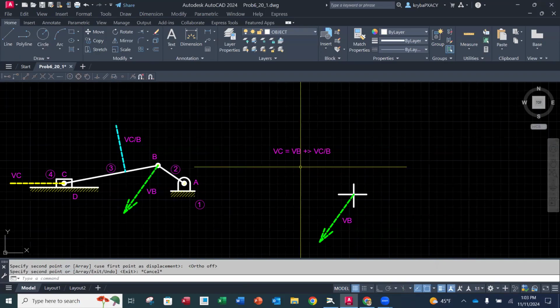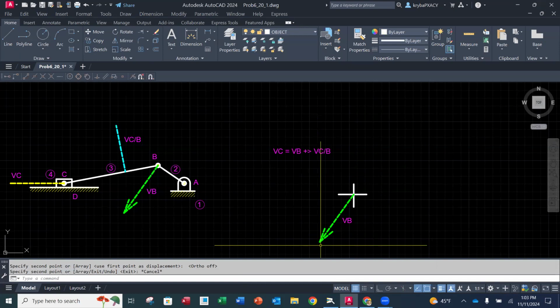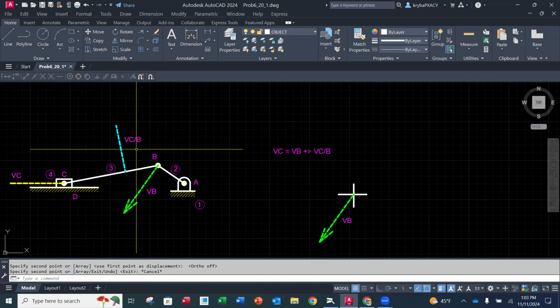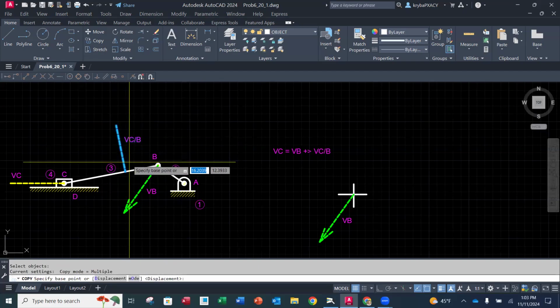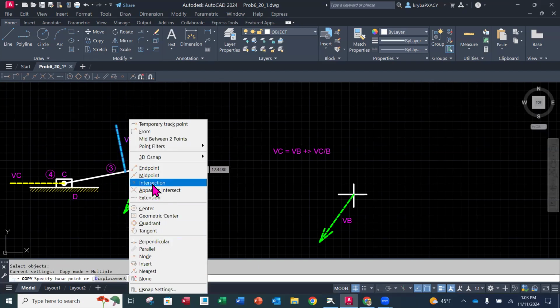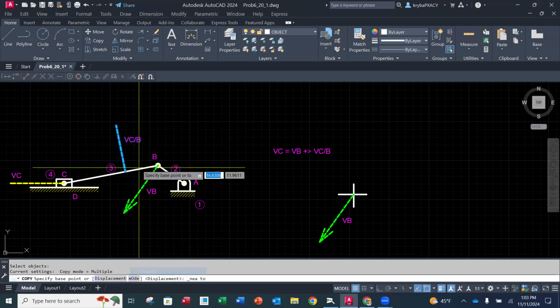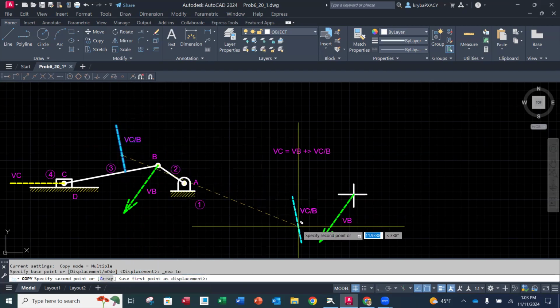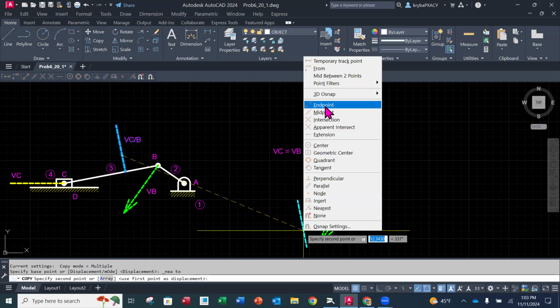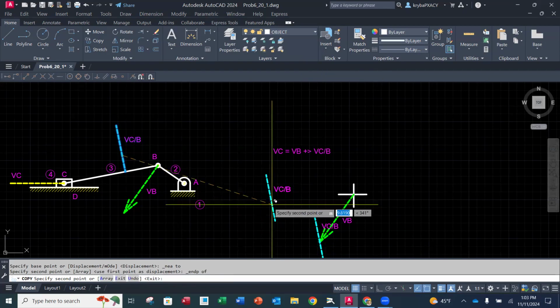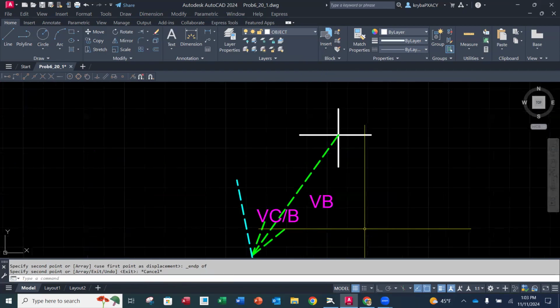So now I've got my velocity of B in place. I'm going to add vectorially C relative to B. So on the tip of VB, I am going to copy the line of action for C relative to B. Now I'm going to go just along the length here. I'm just going to go nearest, right about there. And then it's going to be to the end point, or the tip of the velocity of B.